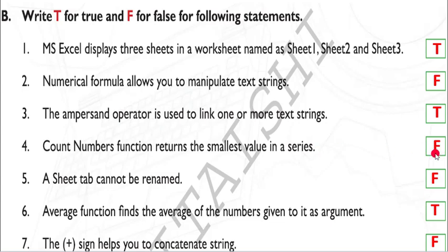Answer is false. Fifth one, a sheet tab cannot be renamed. Answer is false. Sixth one, the AVERAGE function finds the average of the numbers given to it as argument. Answer is true. And last one, the plus sign helps you to concatenate strings. Answer is false. Okay.